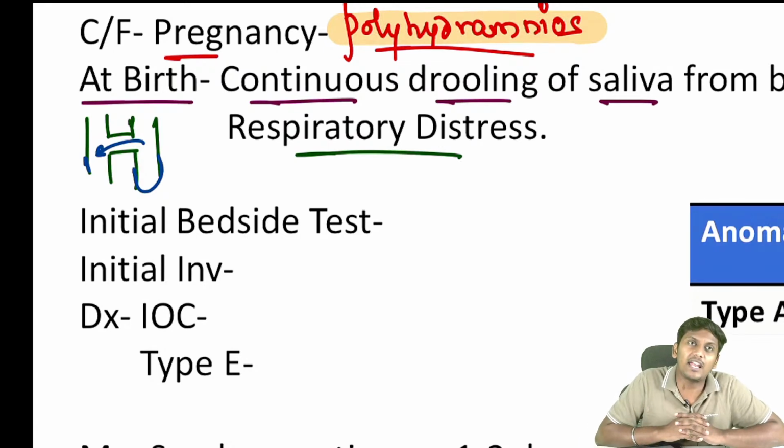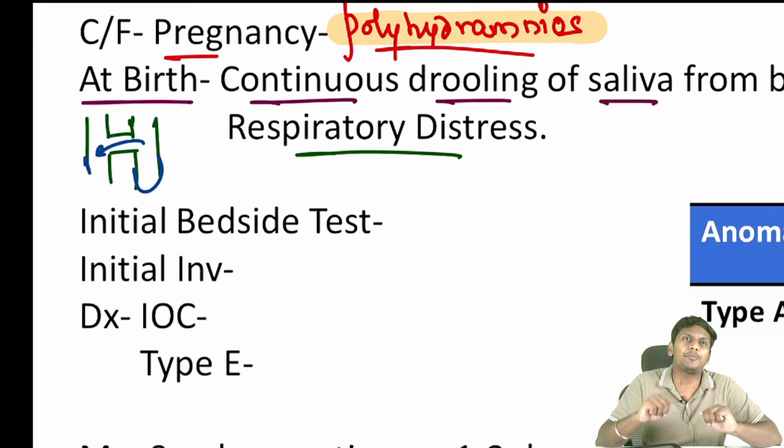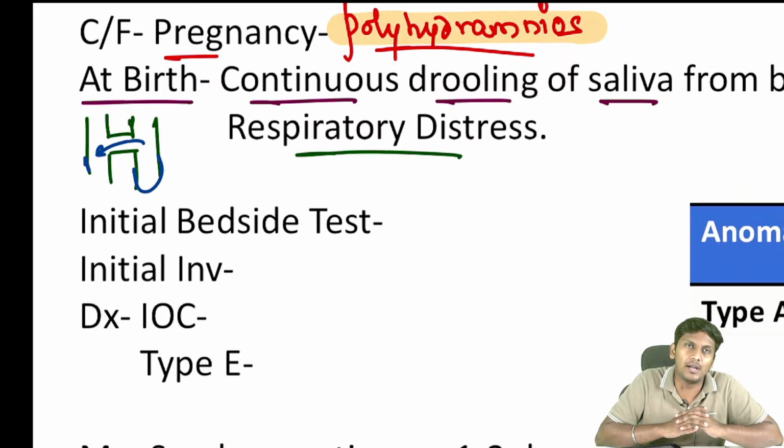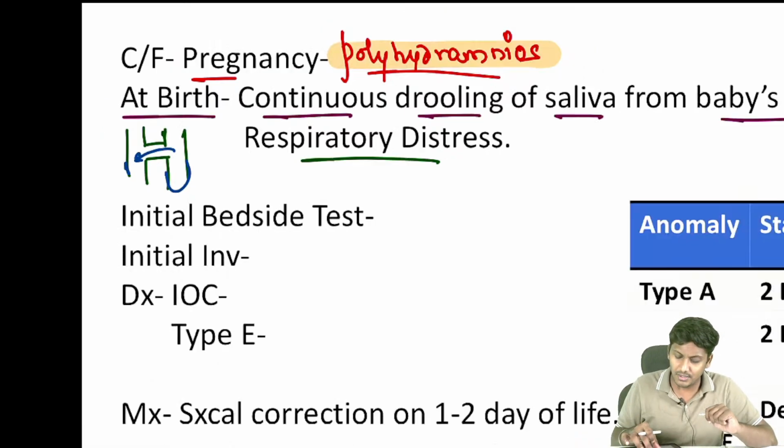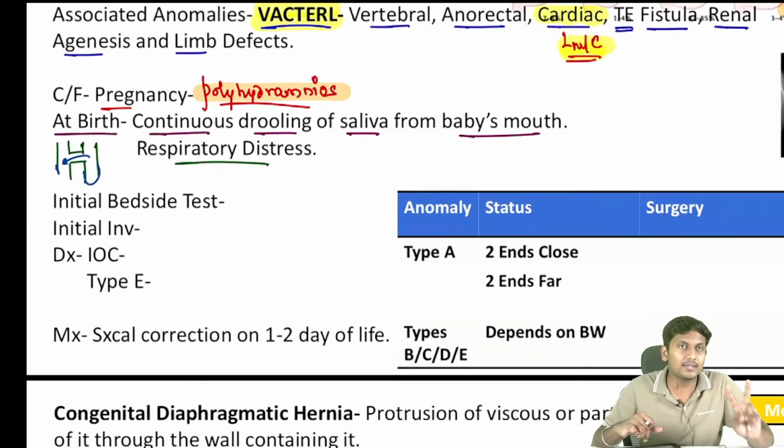Okay, the patient will have aspiration. All the lungs will be blocked. All the airway will have a lot of fluid. And as the airway is having a lot of fluid, the child will not be able to breathe properly, and that causes respiratory distress as well. Okay? So this child has two important signs at birth.